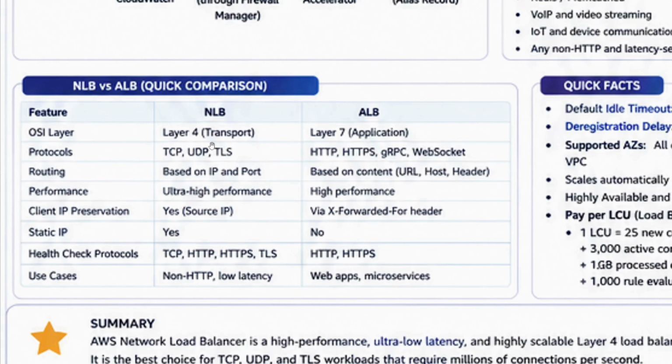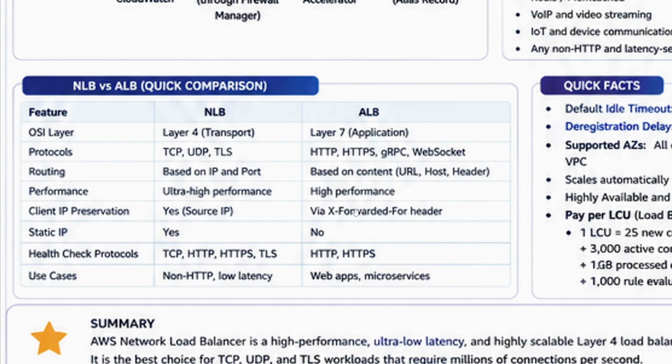And this is the difference between the application load balancer and the NLB. It will do layer 4 and layer 7. These are the different protocols that they support. Routing is based on IP here, and here it is based on content. In terms of performance, it is ultra high performance. Here it is very good performance, but not very high. I mean, still NLB outperforms ALB.